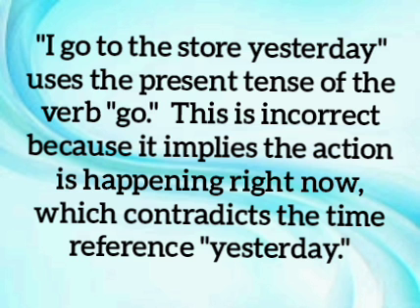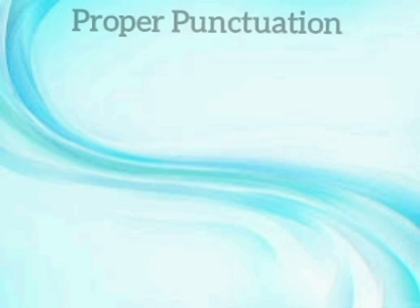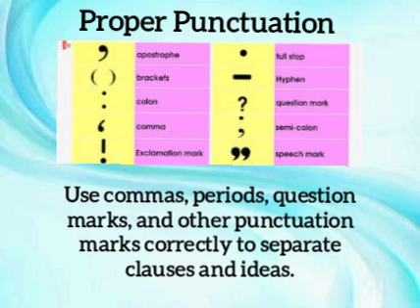I go to the store yesterday uses the present tense of the verb go. This is incorrect because it implies the action is happening right now, which contradicts the time reference, yesterday. Proper punctuation. Use commas, periods, question marks, and other punctuation marks correctly to separate clauses and ideas.